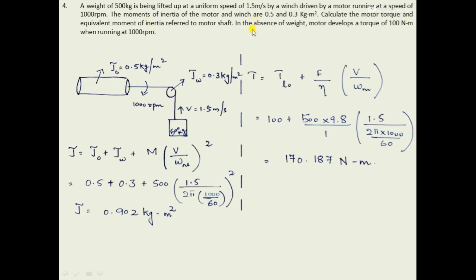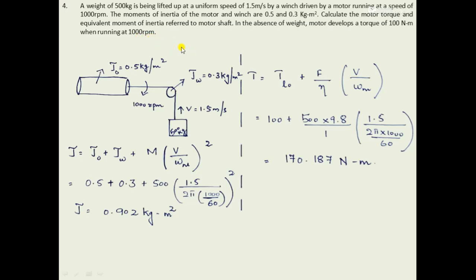In the absence of weight, the motor develops a torque of 100 Newton meter when running at 1000 rpm. That is, in the absence of this weight, the torque developed will be TL0. So TL0 is the torque of the motor alone, as there is no load coupled directly with this motor. The value of TL0 is given as 100 Newton meter and the speed is given as 1000 RPM. From this you can easily determine the value of omega m by multiplying it with 2 pi by 60.